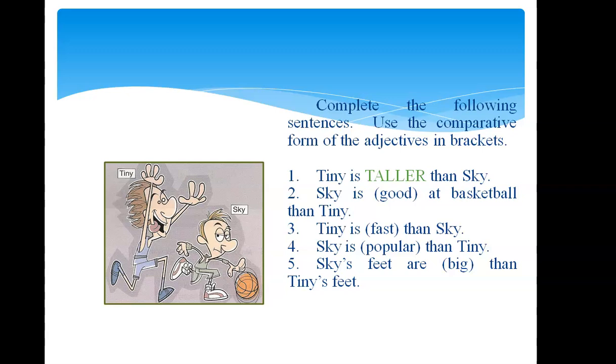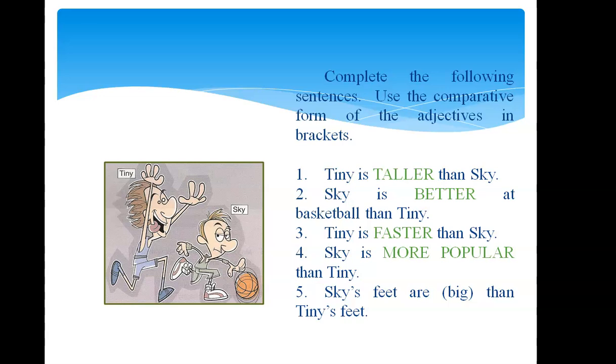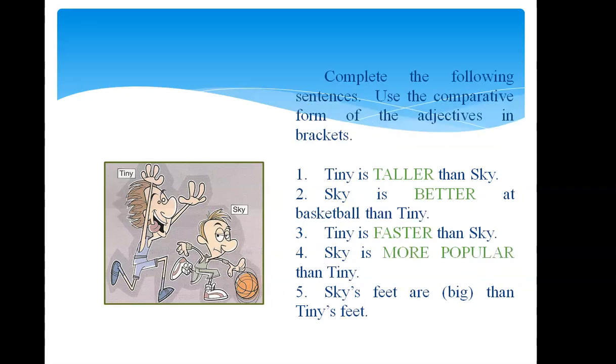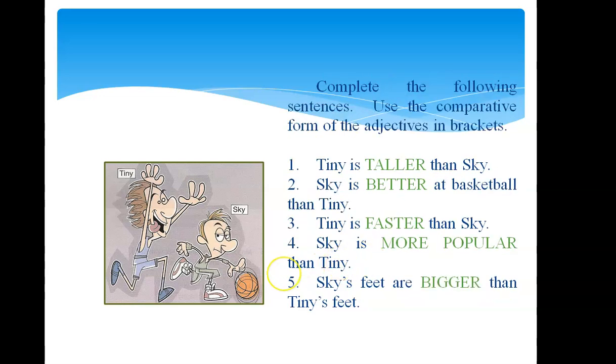Let's complete the following sentences. Use the comparative form of the adjectives in brackets. Tiny is taller than Sky. Sky is better at basketball than Tiny. Tiny is faster than Sky. Sky is more popular than Tiny. Sky's feet are bigger, double G, than Tiny's feet. So let's check. Taller, better, faster, more popular, bigger.